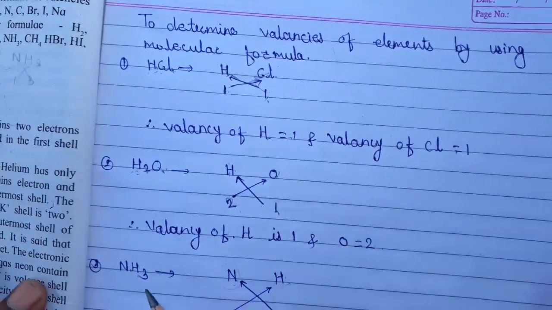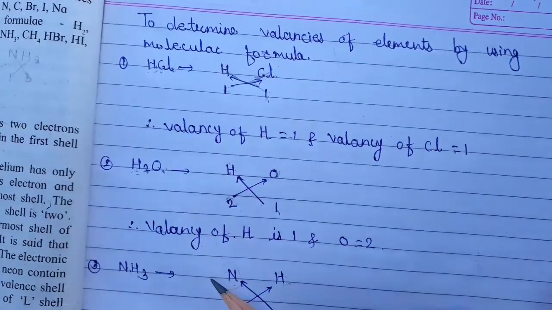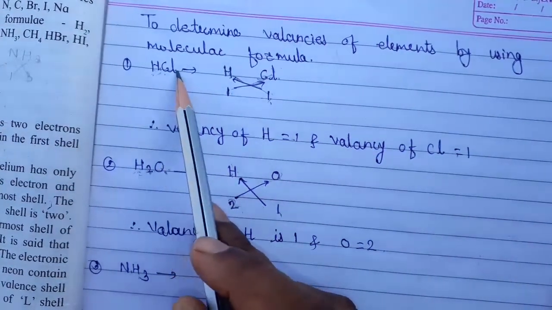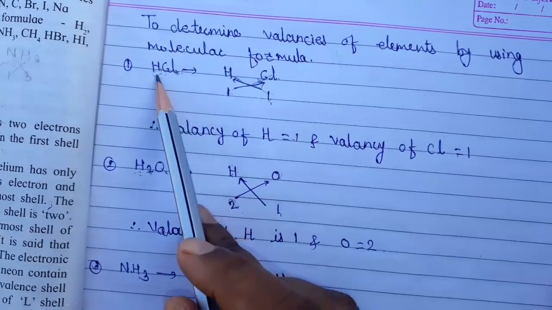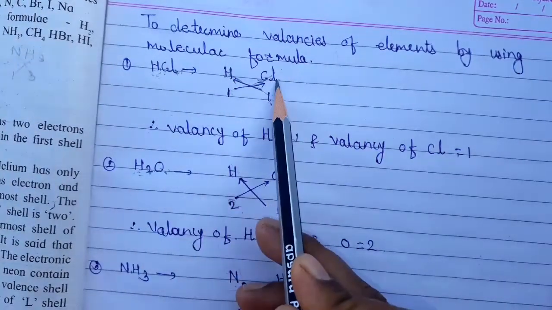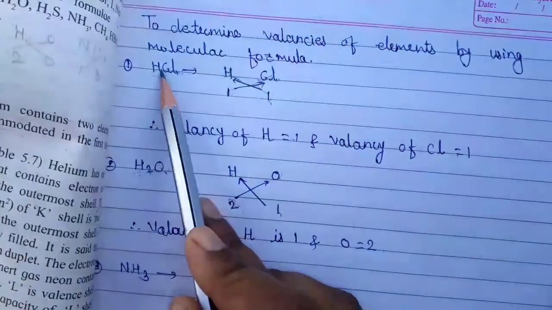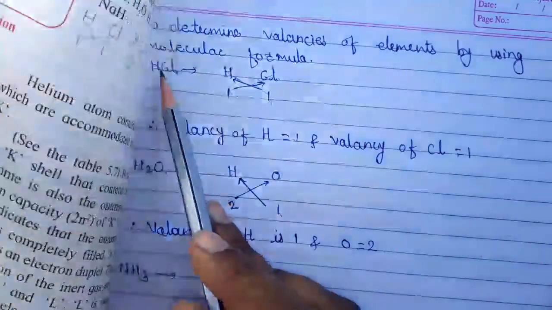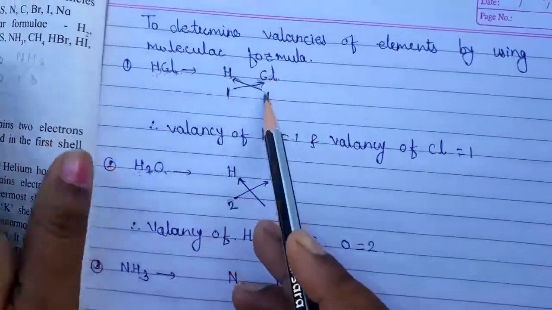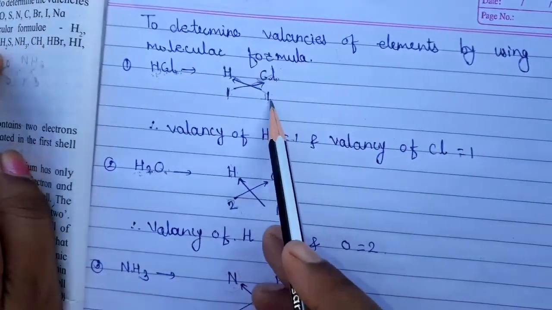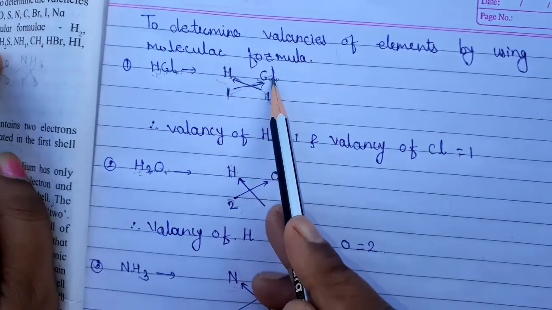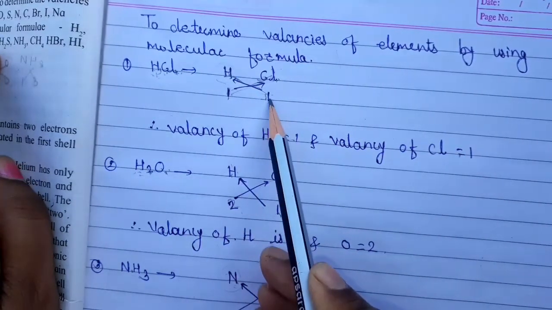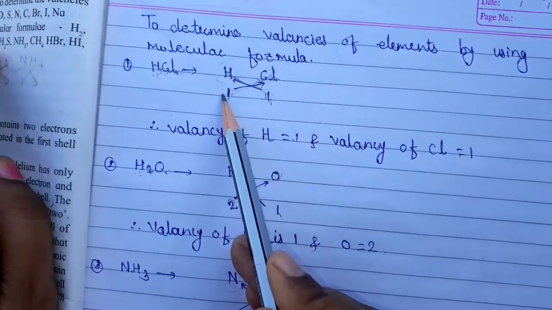We can determine valencies of elements by using the molecular formula. Let's see how. Hydrochloric acid, HCl, split into the elements H and Cl. The atoms of hydrogen are 1, write it below hydrogen. Chlorine's atoms are also 1, write it below chlorine, and then cross it. From this you can understand hydrogen's valency is 1 and chlorine's valency is 1.